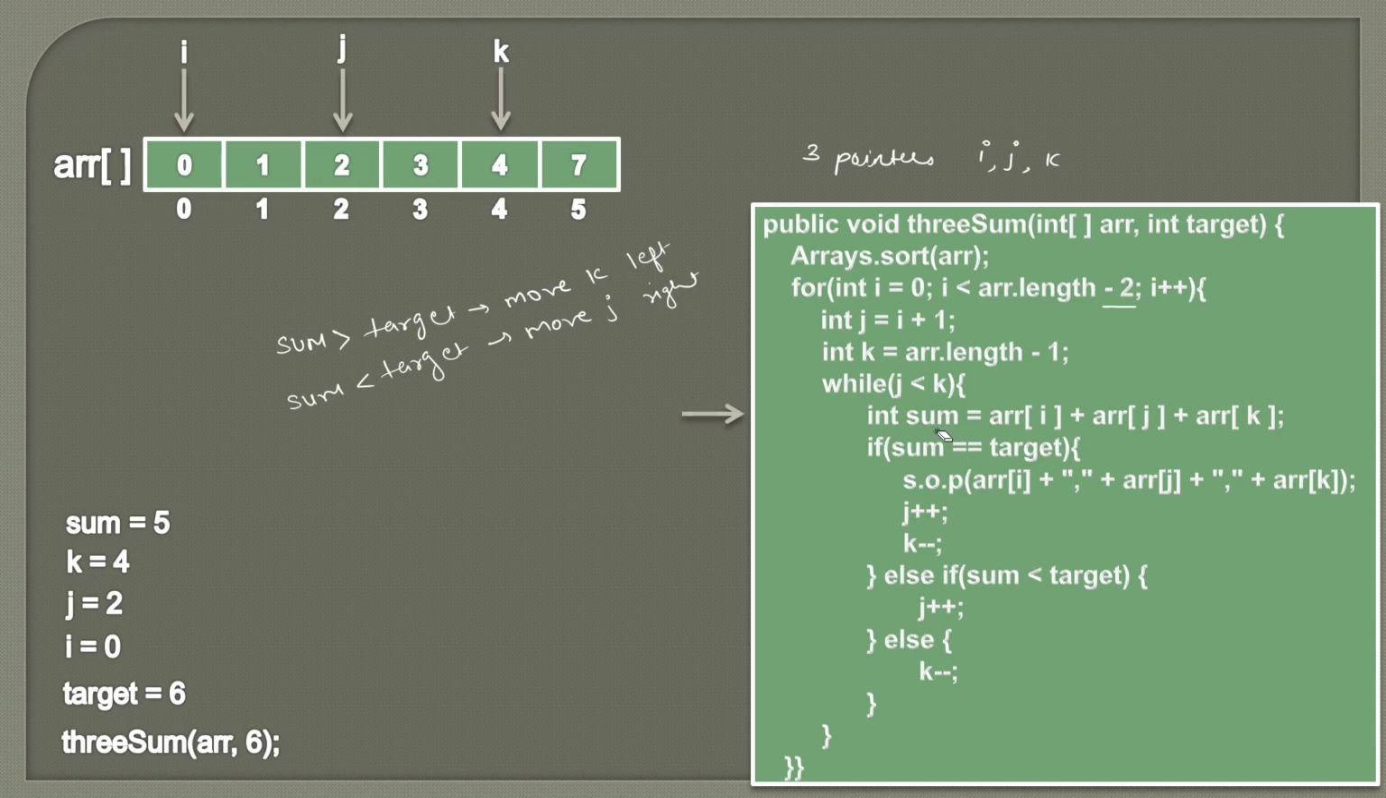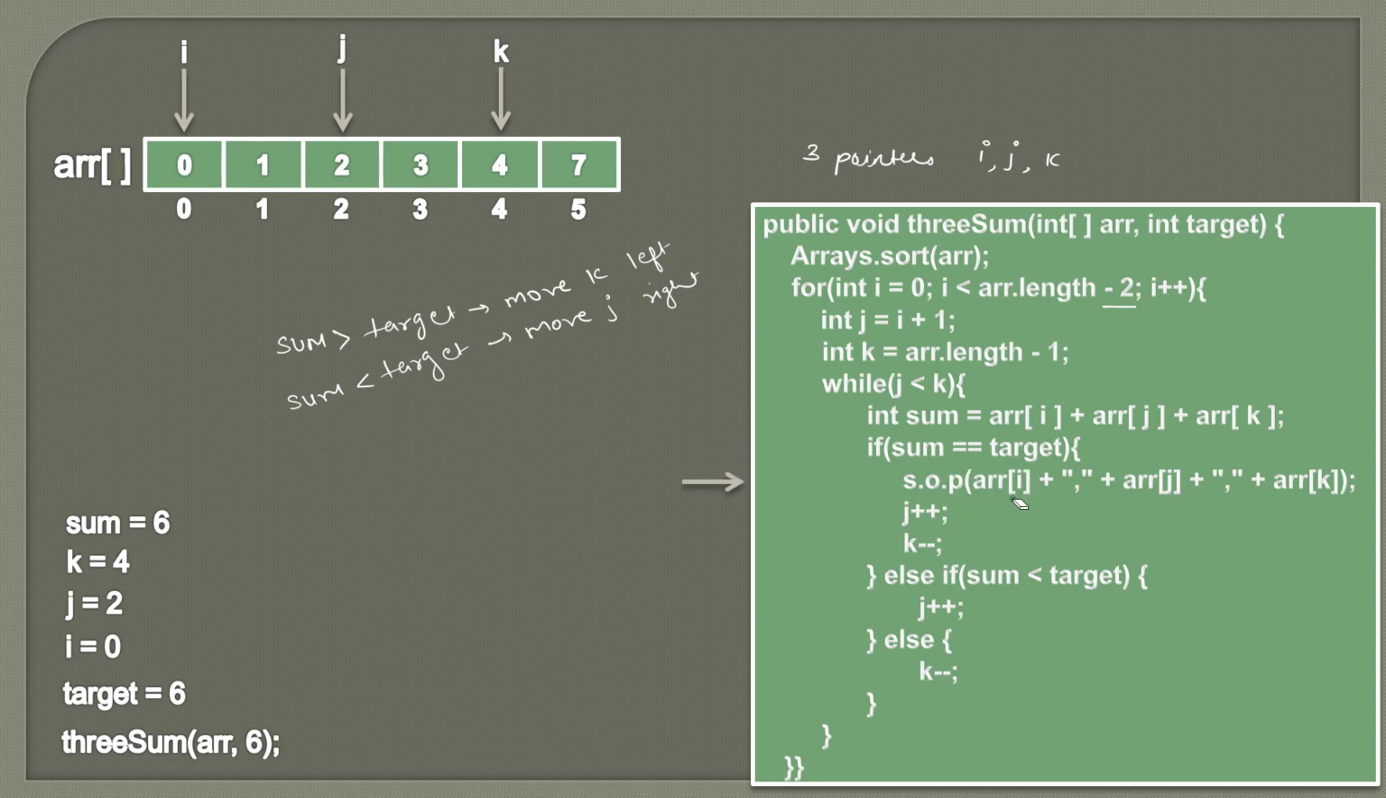Now we'll again evaluate the sum. So 0 plus 2 plus 4 will give sum as 6. So here you can see, when we check whether sum is equal to target or not, this condition comes out to be true. It means we have found one of the triplets, which is 0, 2 and 4, whose sum is equal to the target.